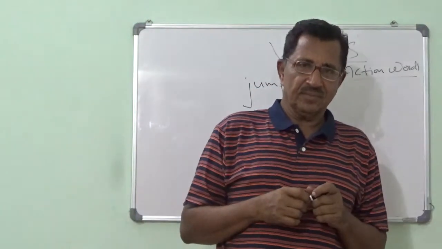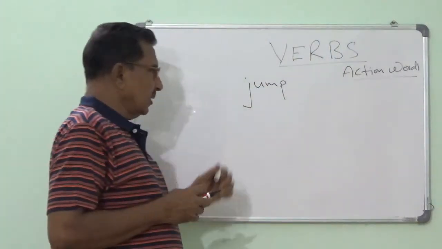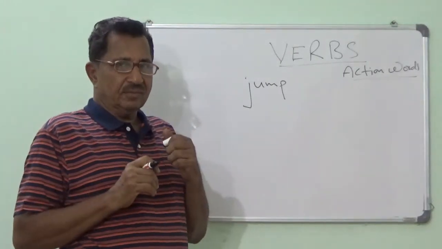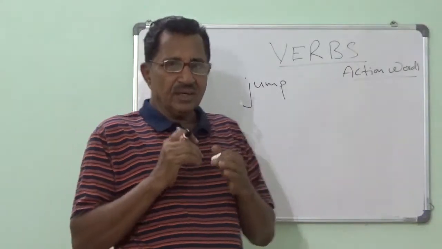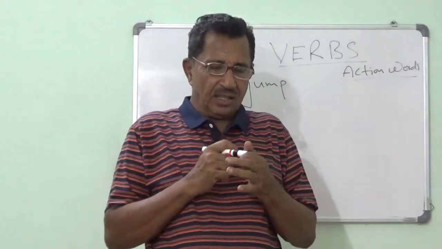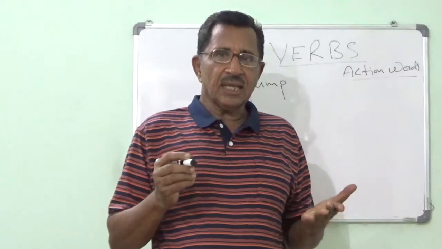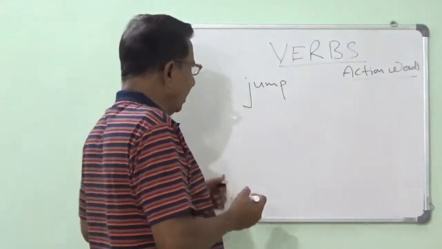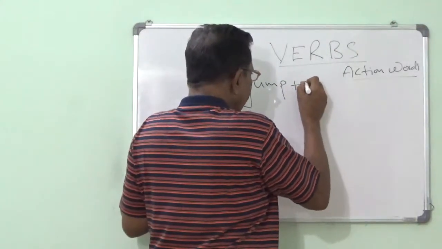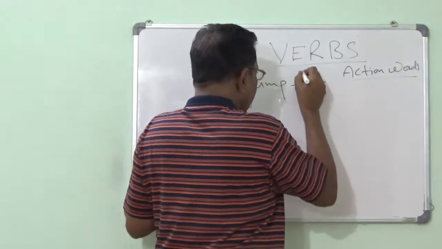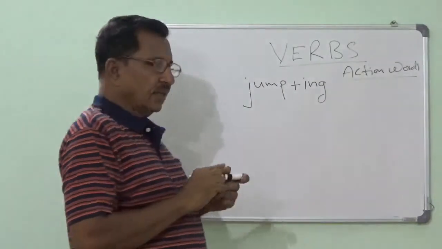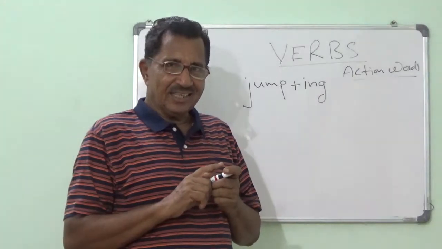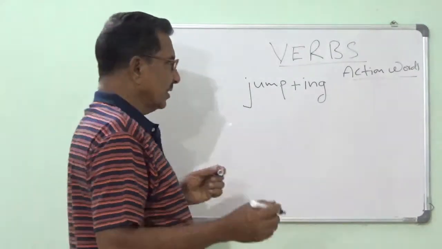Verbs. Listen, we can change. The verbs can take different forms. The verbs can take different shapes. As you saw, nouns take different shapes, adjectives take different shapes. So to here, you add ing. Then what will you say? How will you read it? Jumping. See that? Jumping. Next.